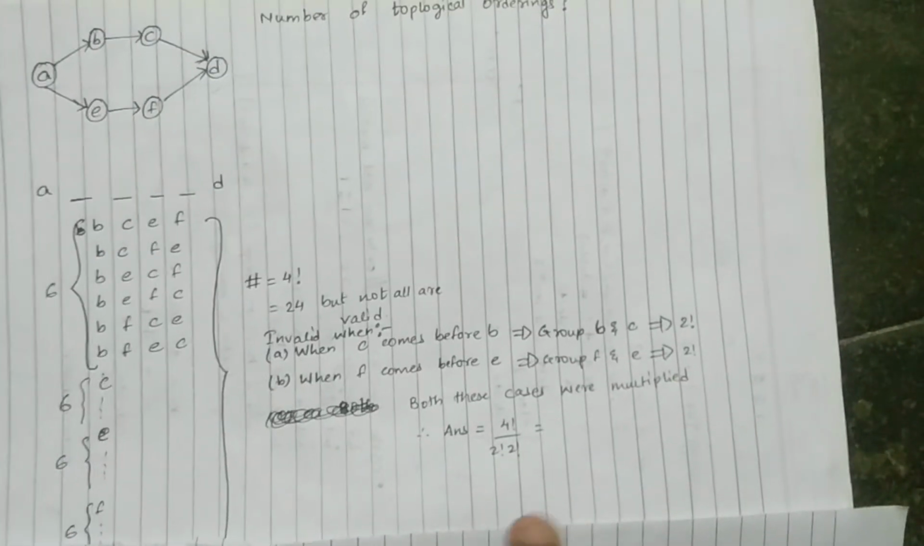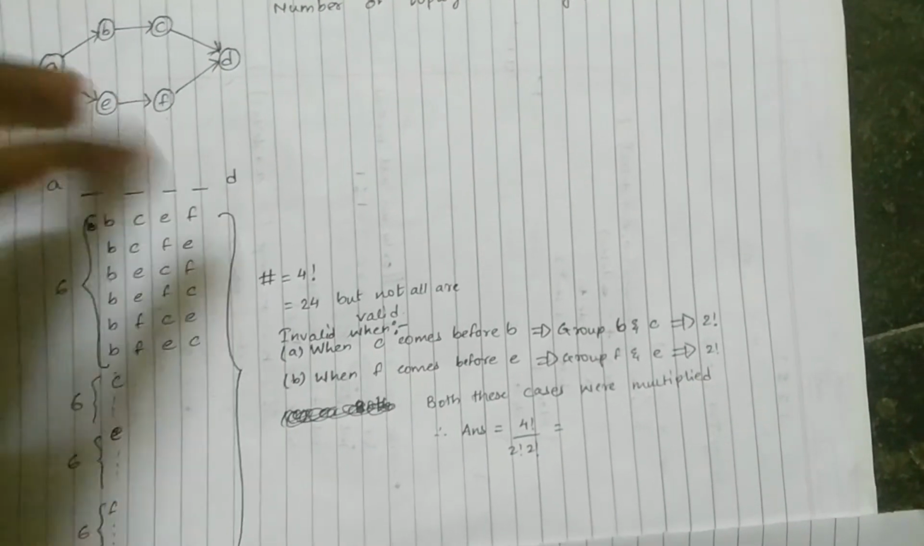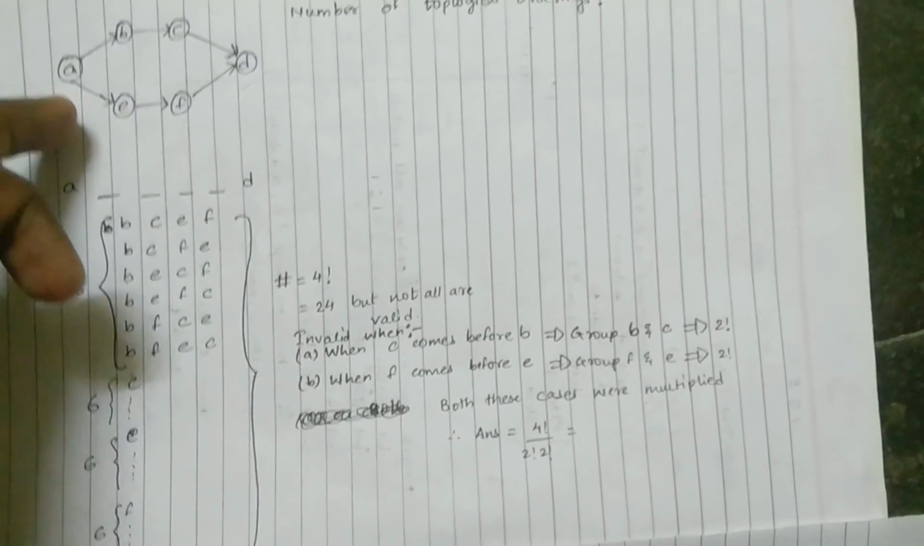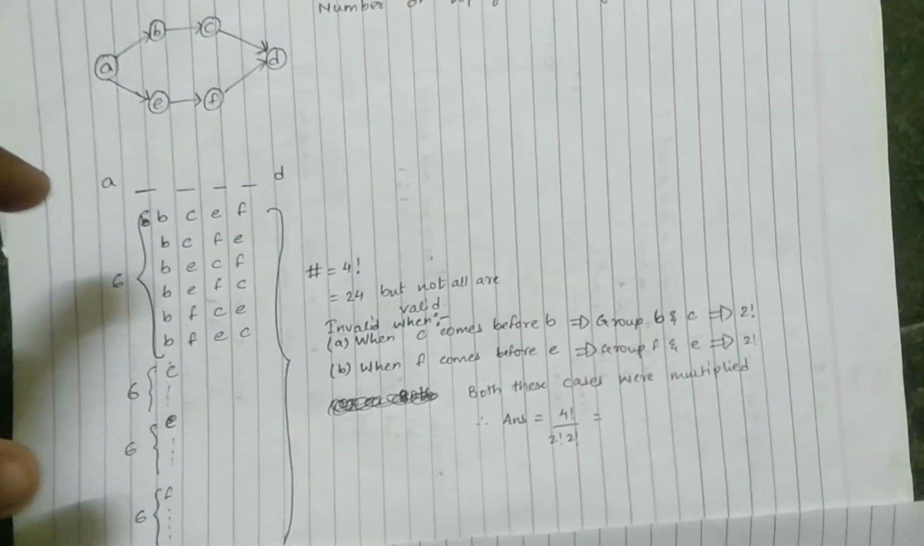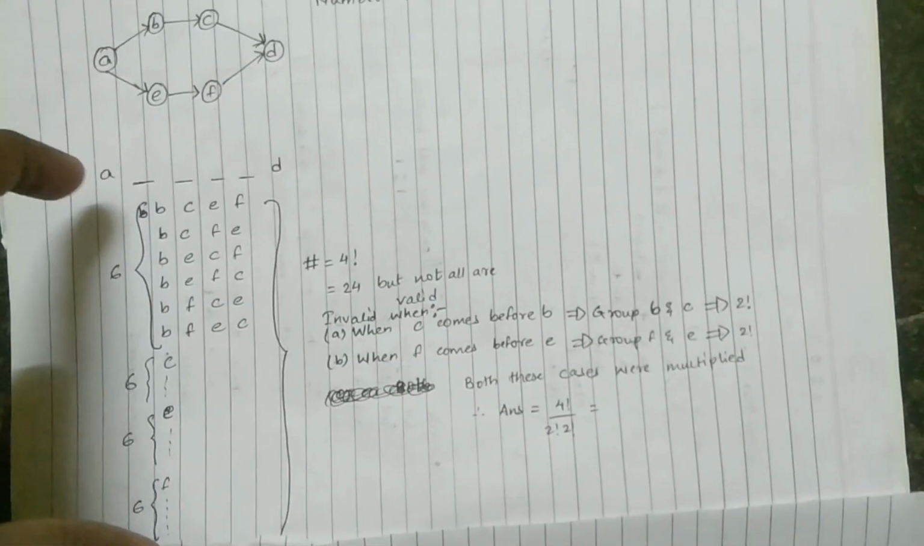In general, it is not possible to give a formula for finding the number of topological orderings for a particular graph. You need to do it on a case by case basis.